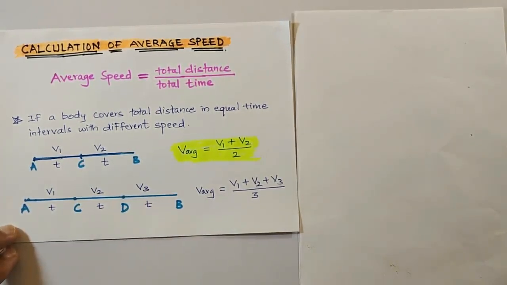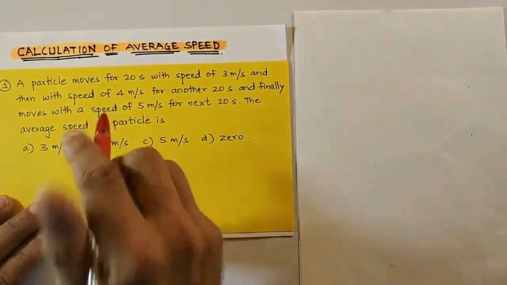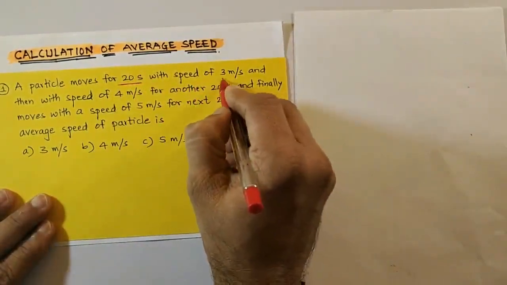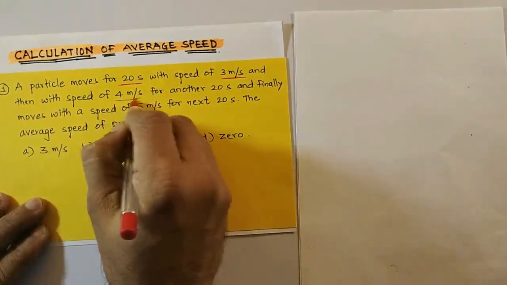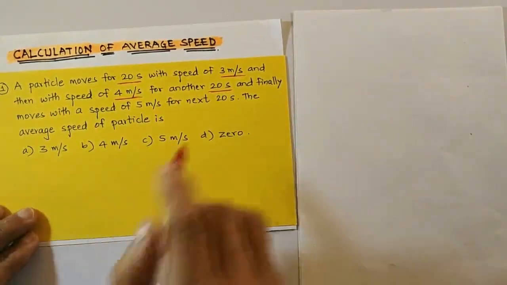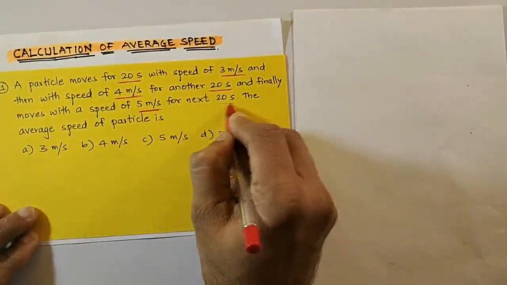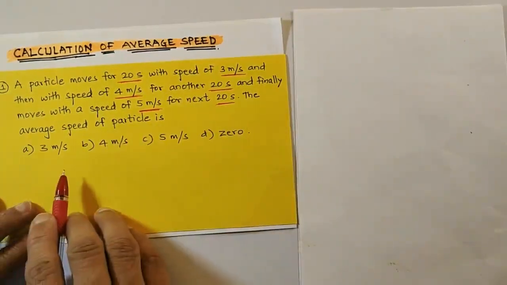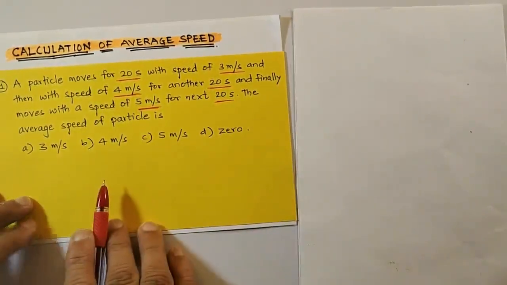Now, if I take first problem, a particle moves for 20 seconds with a speed of 3 meters per second and with a speed of 4 meter per second for another 20 seconds, and finally moves with a speed of 5 meter per second for next 20 seconds. The average speed of particle is, he has given options 3, 4, 5, 0.